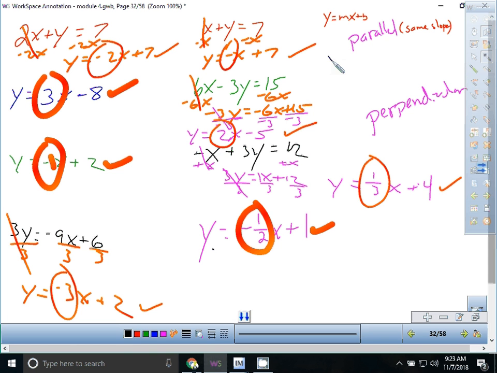So, which ones are parallel? Y equals -x plus 2. What's the symbol for parallel? It's parallel to y equals -x plus 7. Are there any others? Or is that it? That's it?